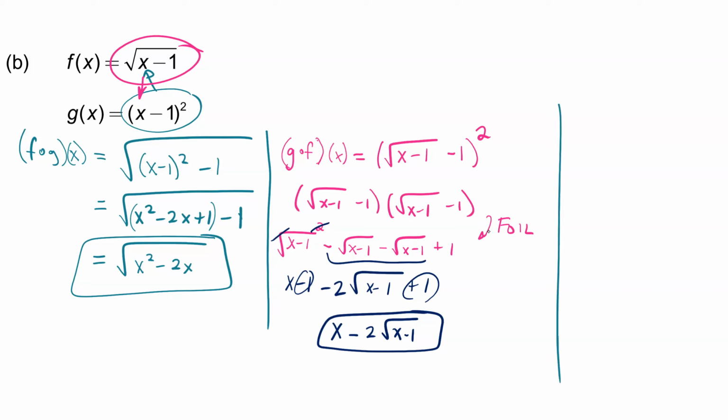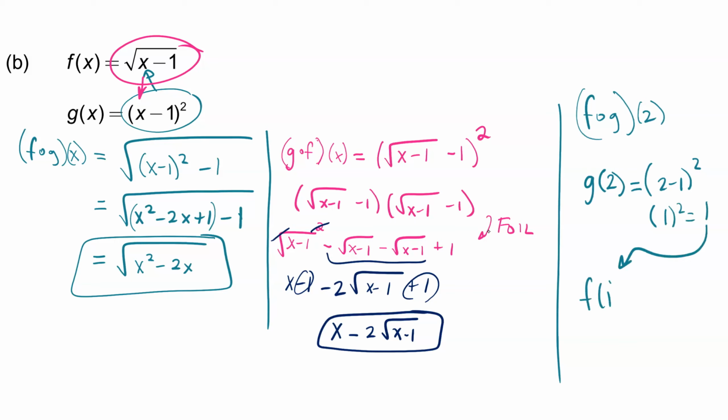And then lastly, if we want f of g of 2, first plug in 2 into g of x, so that way I have 2 minus 1 squared, so that's just 1 squared, which is 1, and then we'll use that number and plug it into f of x. So f of 1 is equal to root of 1 minus 1, so that's just root of 0, so that's 0.